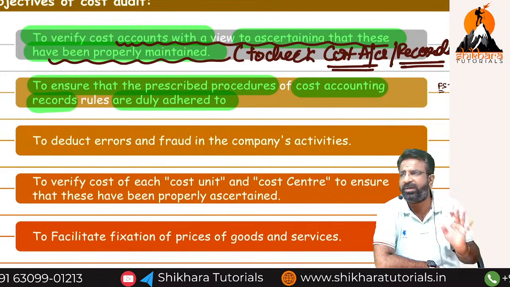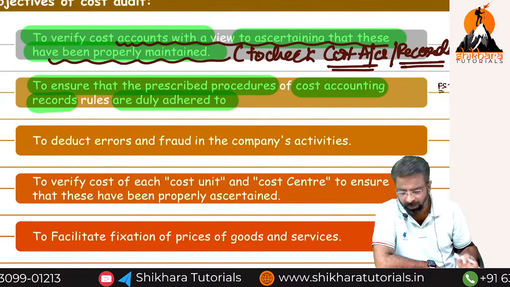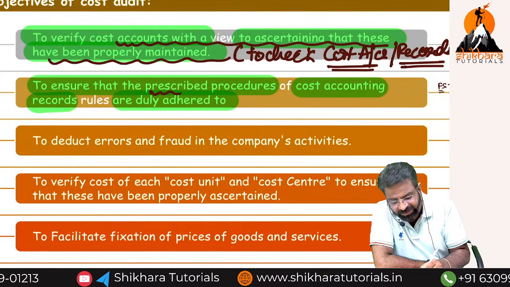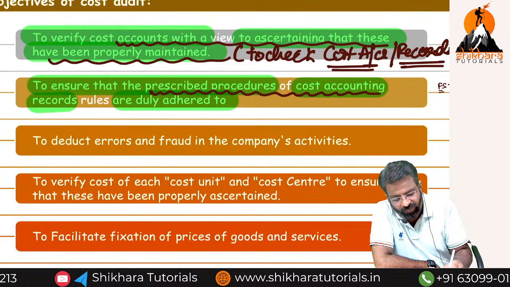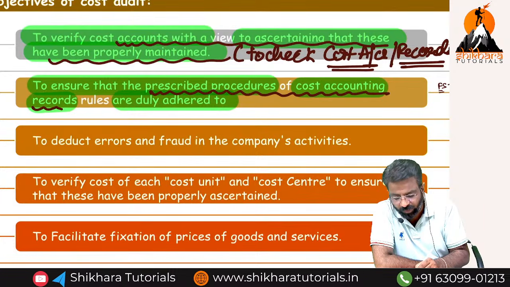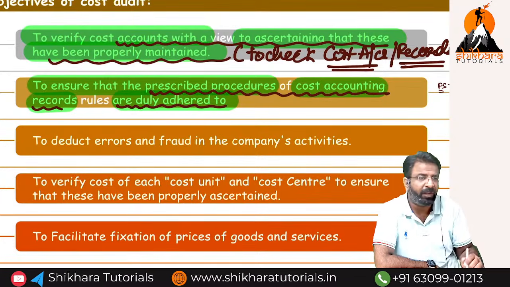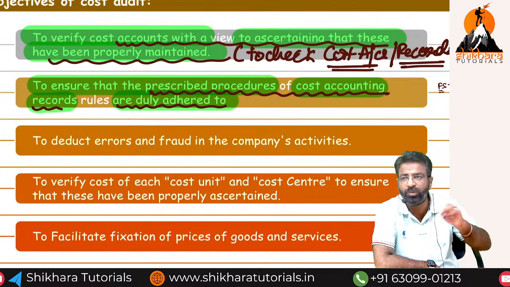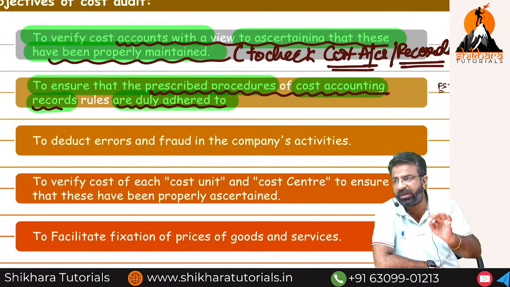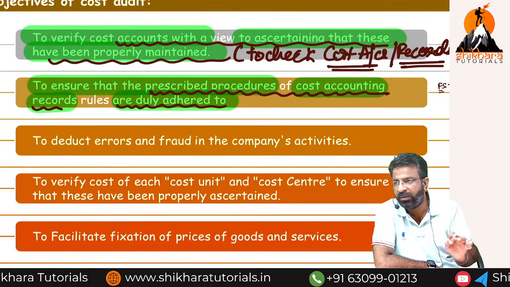The first one is quite easy. What is the second one? To ensure that prescribed procedures of cost accounting records rules are duly followed. Whatever the cost accounting rules are being given, have you strictly followed those rules or not? Are you getting the one?